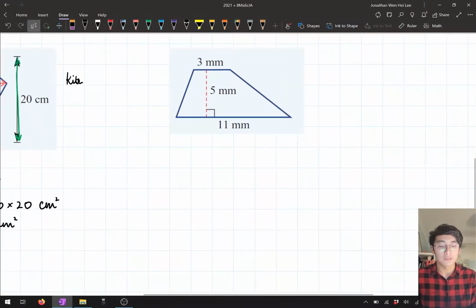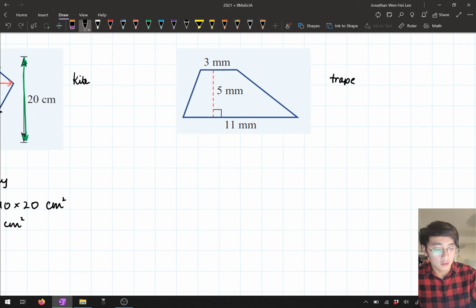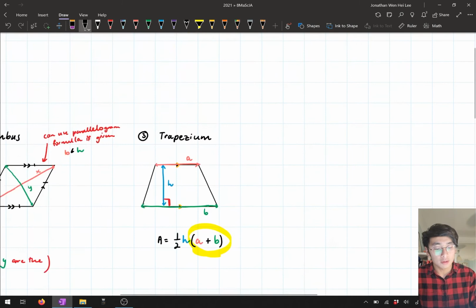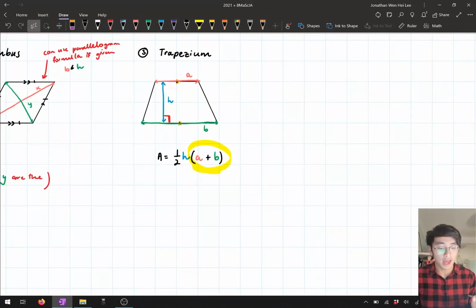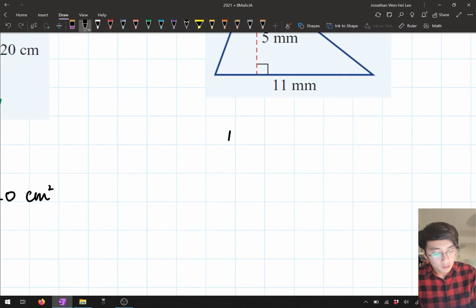Third and final example. Let's have a look at this shape. Here we've got a particular shape, and they don't tell us very many things about it, but if you have a look at the kind of shape it is, we can say that this is a trapezium. With our trapezium, we need our trapezium area formula, which is half h times a plus b. So here, I'm going to write down: area is equal to half h(a plus b).